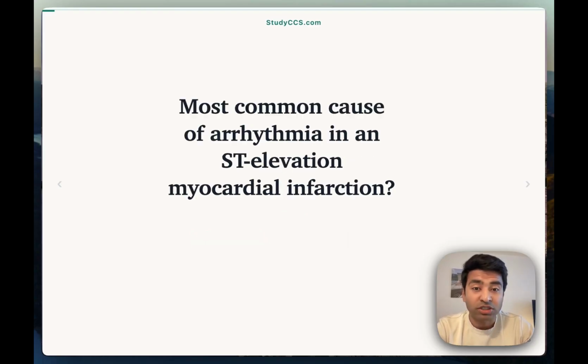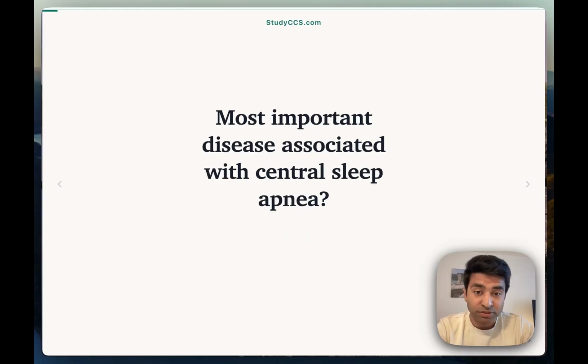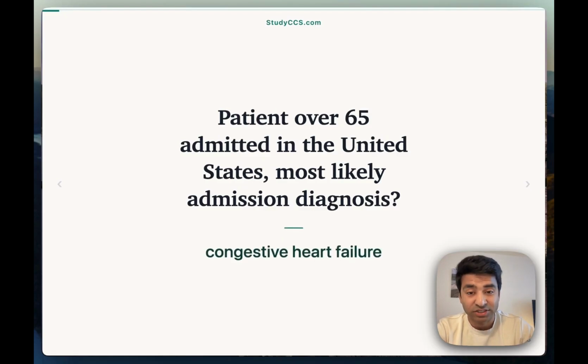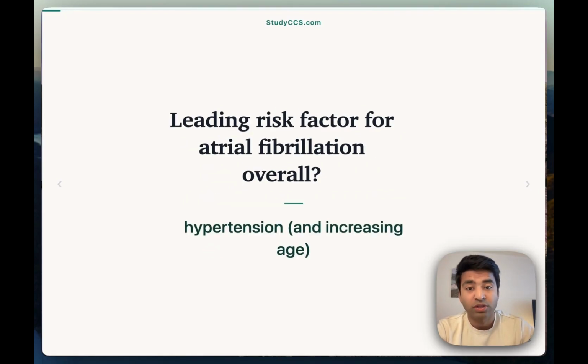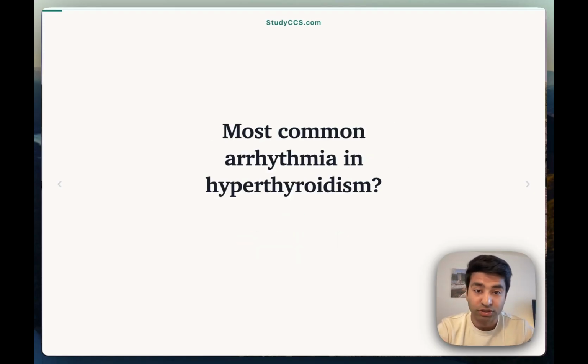The most common cause of arrhythmia in a STEMI is PVCs. Most common cause of death in acromegaly is heart failure. The most important disease associated with central sleep apnea is heart failure. Patient admitted in the US most likely has CHF. Leading risk factor for AFib overall is hypertension and increasing age. Leading structural or valvular cause of AFib is mitral stenosis.